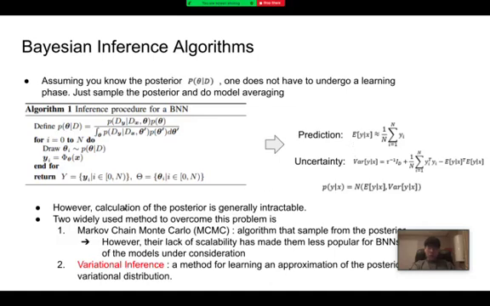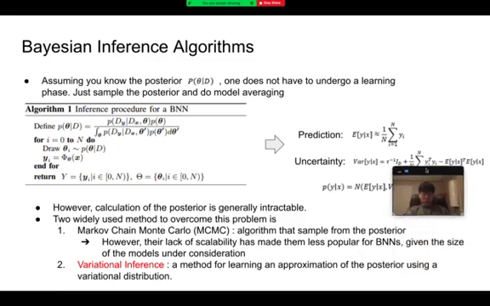However, calculation of the posterior is generally intractable, so the two widely used methods to overcome this problem are Markov chain Monte Carlo, which is an algorithm that samples from the posterior. However, their lack of scalability has made them less popular. And the more used method is variational inference, which is a method for learning an approximation of the posterior using a variational distribution.